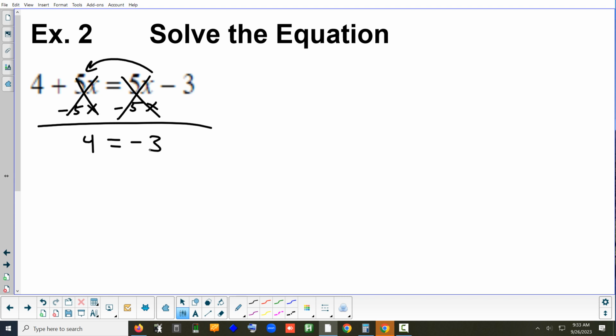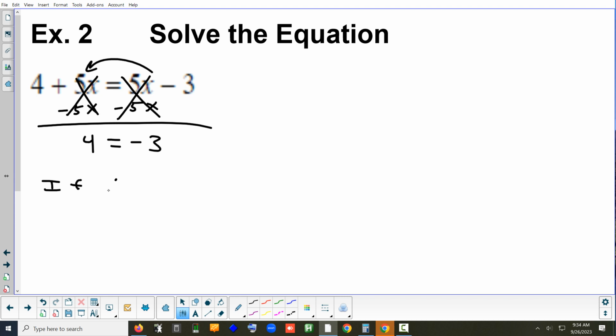Okay, what do you think about that? Yeah? Solution. Right, so what's happening here is we have a different number on the left than we do on the right. 4 is not equal to -3. That's false. That's not true. If you end up with a false statement when you go to solve an equation, that means it's impossible to solve the problem. And that means that there is no answer. Okay, there is no solution.